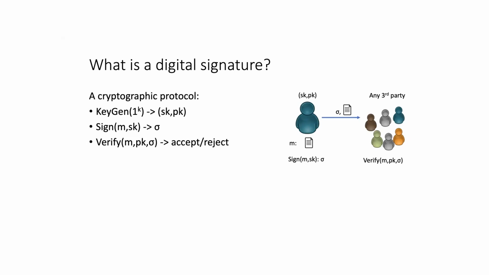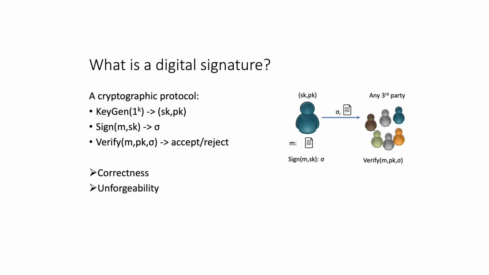There is a signing algorithm that takes as input a message and the secret key and outputs a signature. And then there is a verification algorithm that takes as input the message, the public key and the signature. If the signature verifies for that particular message under that particular public key, the verification algorithm will say accept, otherwise it will say reject. The idea is that the verification algorithm can be run by any third party as long as it knows the public key of the signer.